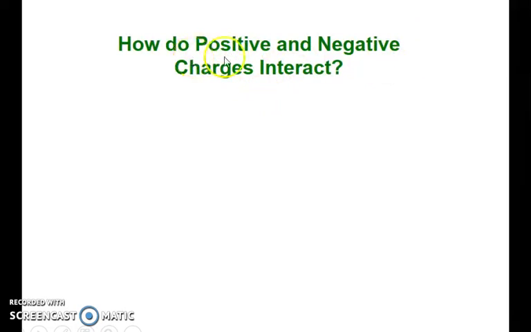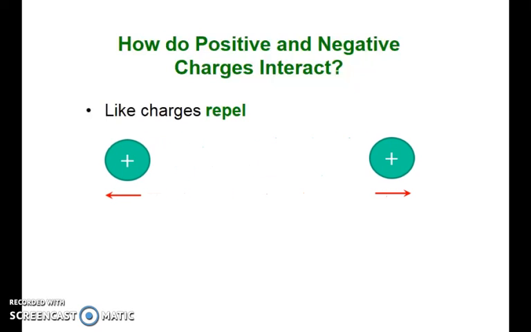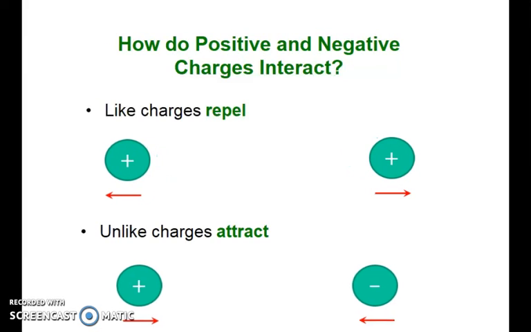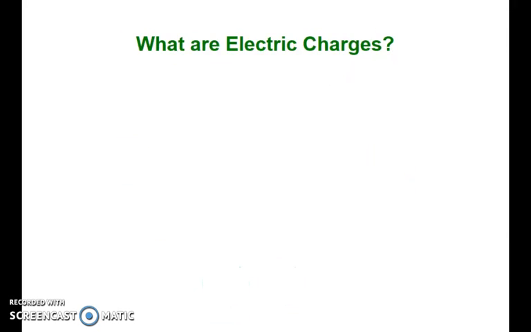Just to recap how positive and negative charges actually interact. Just now we mentioned like charges always repel. So if they are alike, whether it is negative negative or positive positive, doesn't matter, as long as they are alike, it will always repel. And the opposites will be unlike charges. So if one is positive and one is negative, they will always attract each other. All right, so what are electric charges?